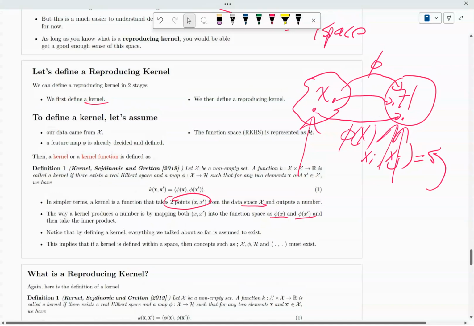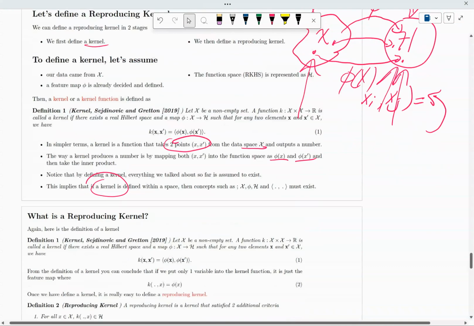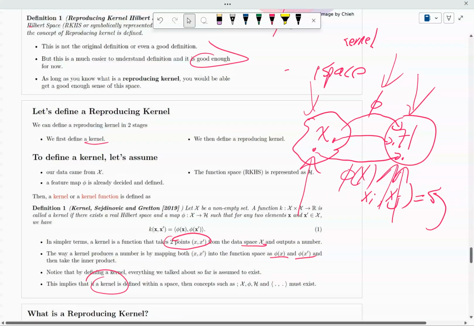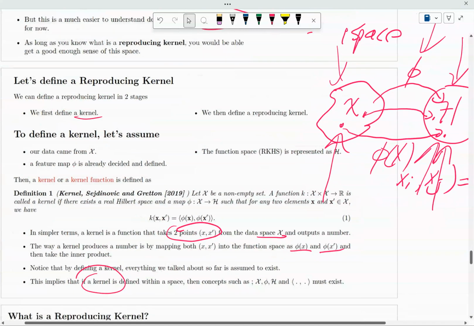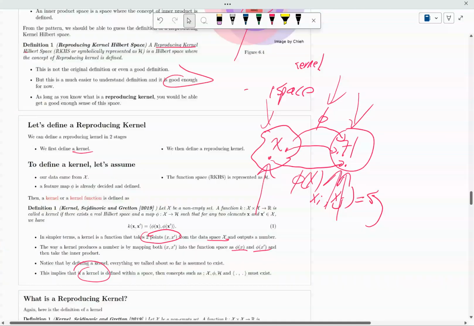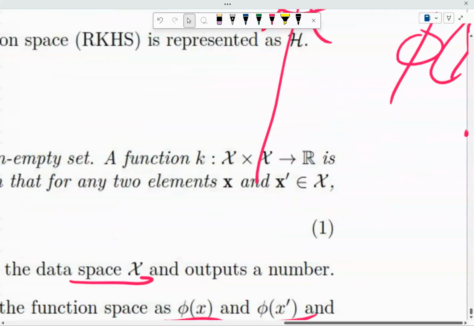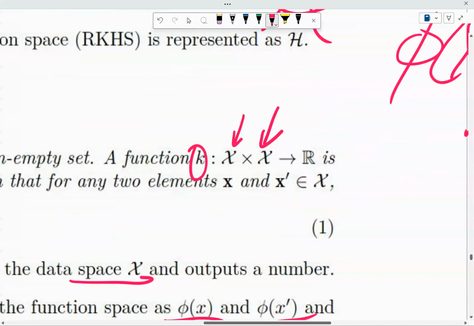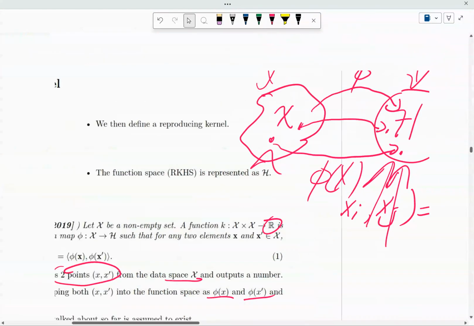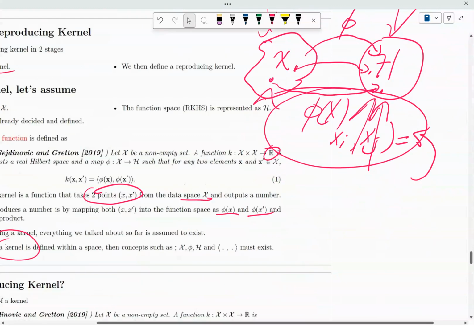So if you know that a kernel function exists, it comes along with the fact that a data space, a function space, and a feature map must already be defined. Okay? So that was the definition of a kernel. One more time, a kernel or kernel function is a function that takes 2 points from the data space and outputs a number. And the way it outputs a number is through the inner product. Okay, so that is a kernel.